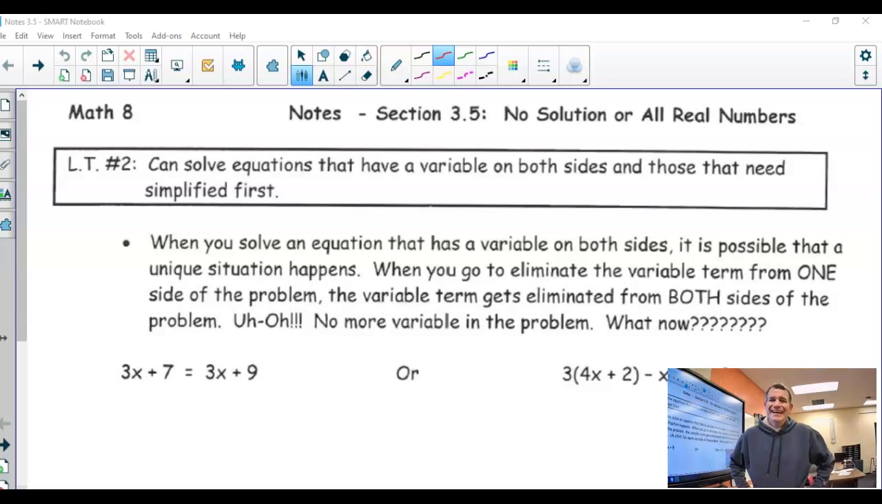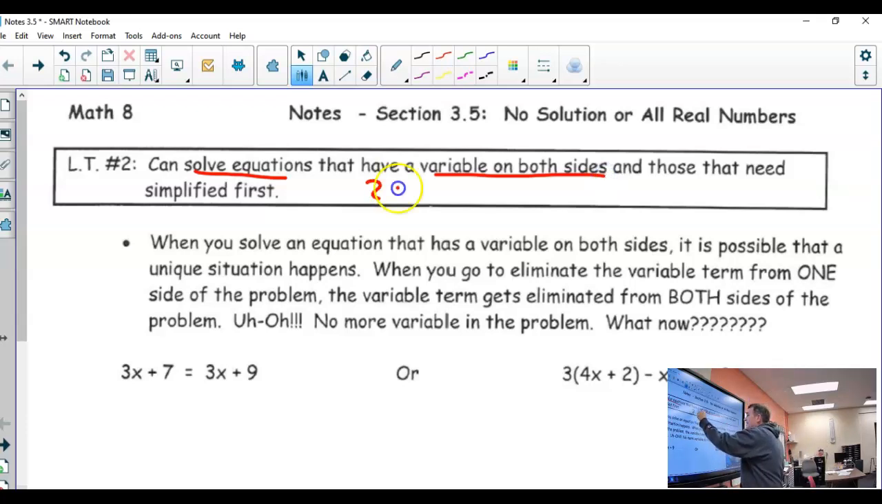Hey guys, good morning. This morning in Math 8, we're going to do Chapter 3, Section 5, and let's get started. So, the last section we looked at, we are still solving equations, right? And we're solving equations that have a variable on both sides. So we learned how to do that last time. It was quite easy, I think.